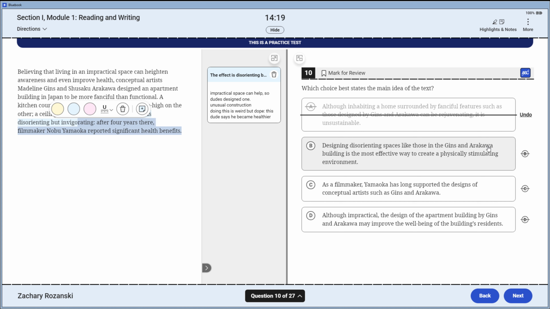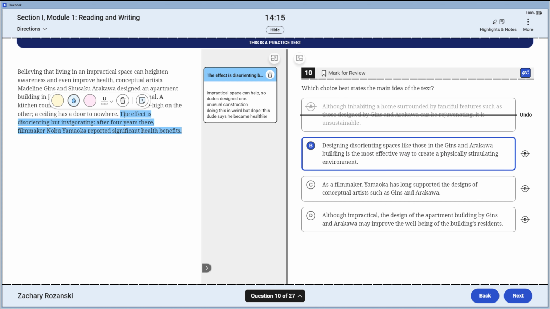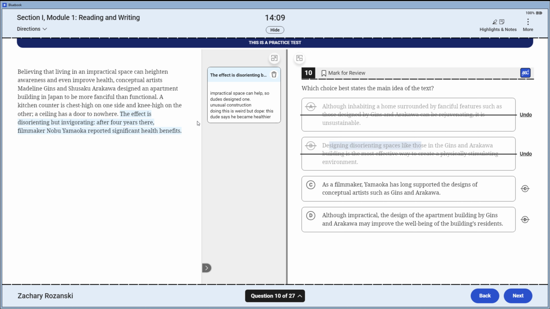Designing disorienting space like those in the building is the most effective way to create a physically stimulating environment. This does not have such an intense claim. It's merely saying that this place did have some significant health benefits, but it's not making the reach that B seems to imply. As a filmmaker, this person has long supported the designs of conceptual artists.